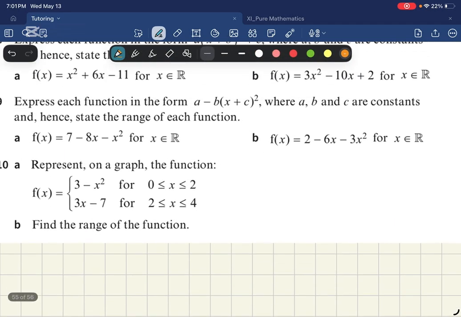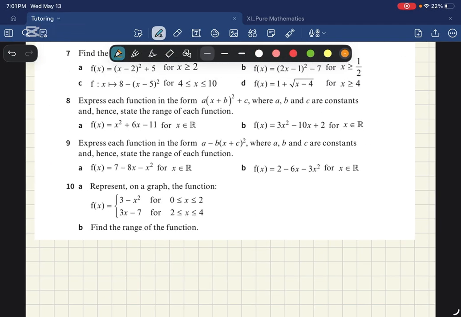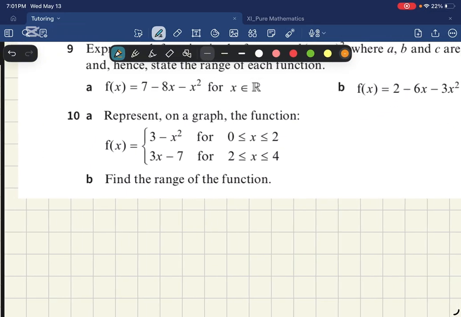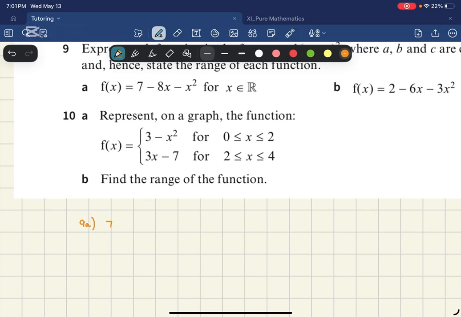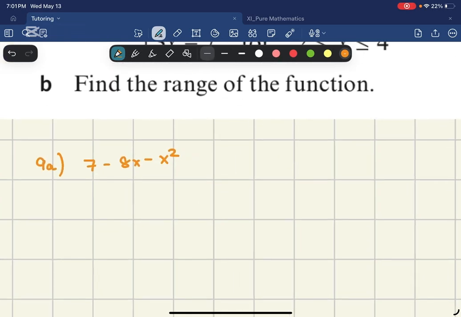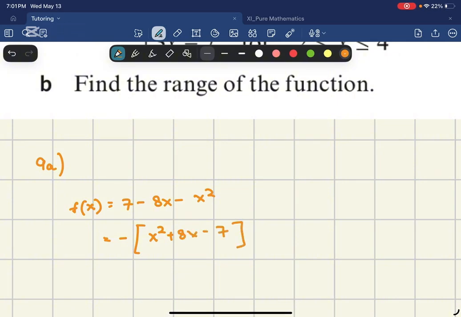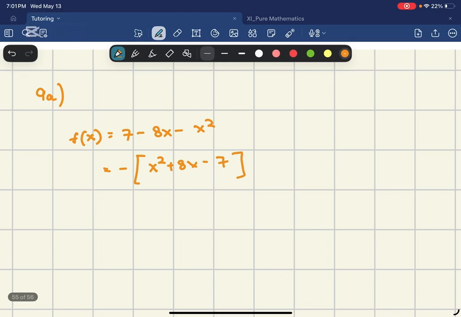Question 9. Hence, express each function in the form of this. Basically, it is asking you to do the same thing. So 9a gives you 7 minus 8x minus x squared for all x real numbers, so we don't really care about that. So f of x, let me write as 7 minus 8x minus x squared. Let me factor out a negative sign first. So I will get x squared plus 8x minus 7. If I factor out a negative sign here, I get this expression.